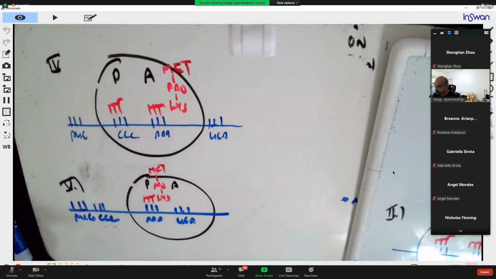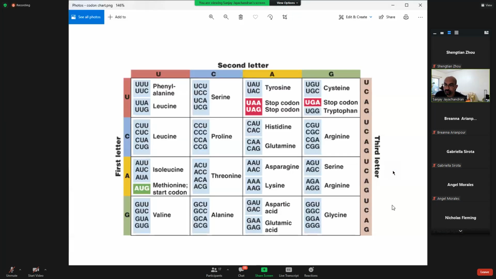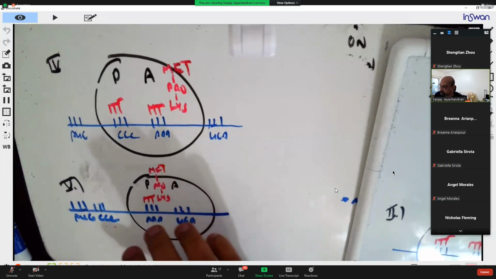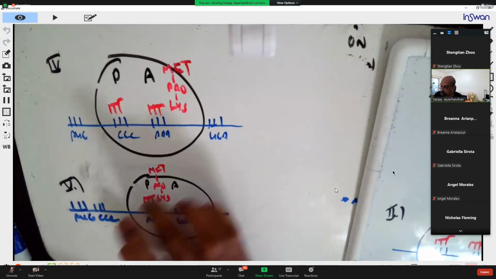Okay, now we got to find out what UGA codes for. Go over here. What does UGA code for? The stop codon? Yeah. So basically, it's a stop signal. So some other factor is going to bind to it and kick off that chain. So that's where we stop. This is going to be released as a protein.